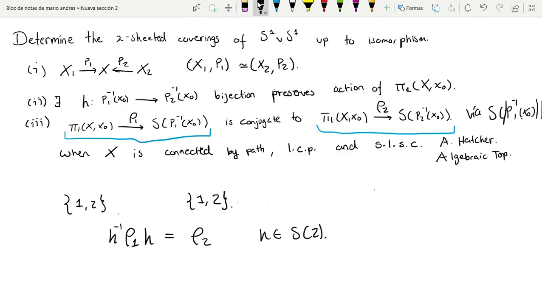It means that there exists a permutation in two elements that makes this equation hold. But what does this equation mean? It means that for any gamma in the fundamental group, and any symbol in the 1, 2 set, the following equation holds.